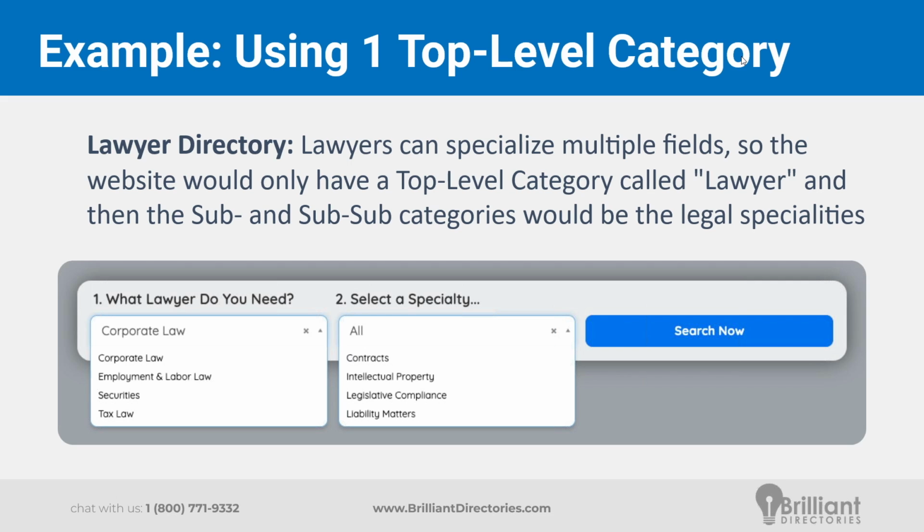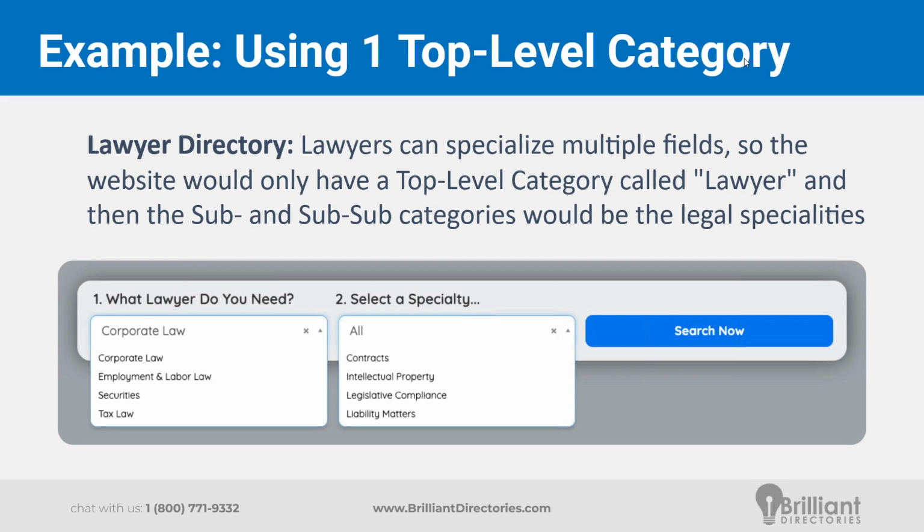So in this example here, this search module is only showing the subcategory dropdown. That's one, what lawyer do you need? And then it's also showing subcategories. That's the second dropdown there, select a specialty. So it's totally excluding the selection for top level category because there's no need for a website visitor to select the only top level category that exists on the website. It would be just an unnecessary step. So selecting a top level category in this case has been excluded.